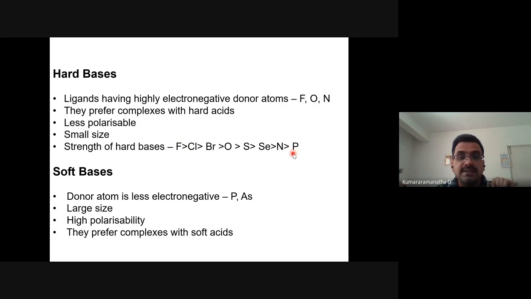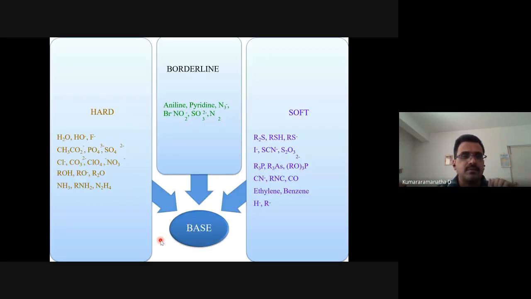So now this is the starting point for soft base. So soft base, the donor atom should be less electronegative. Again, these should be opposite, and it should have large size, more polarization because of the cation, and they complex with soft acids. So this is about soft bases. Now let's look at what are all the possible examples.